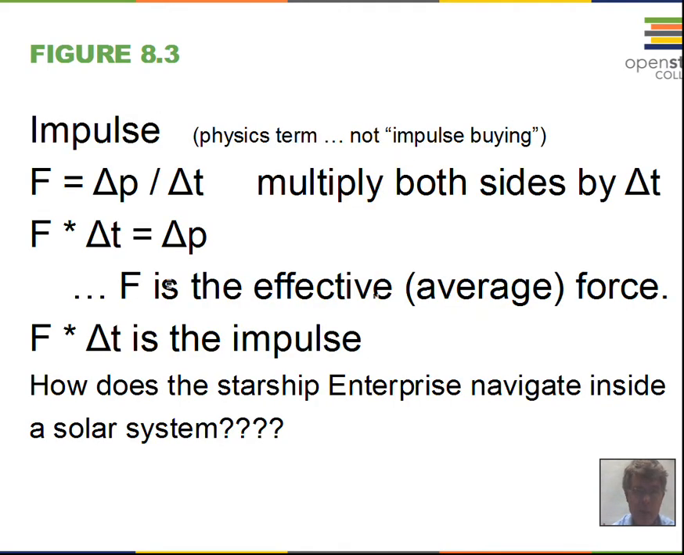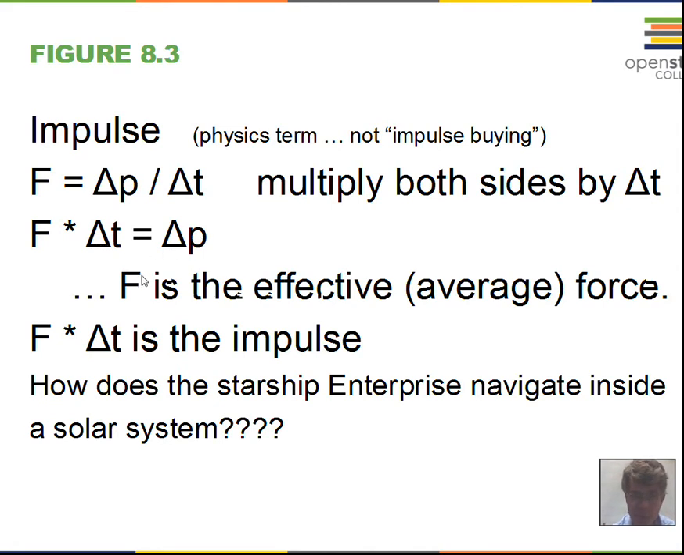Now, the situation of impulse. If we rearrange this just a little bit, multiplying by delta t on both sides, then we find we have force times delta t: the average force over the time interval multiplied by the time interval. Perhaps our average force is 20 newtons, and we have 10 seconds of that. 20 times 10 would be an impulse of 200 newton seconds, and that will equal the change in the momentum.